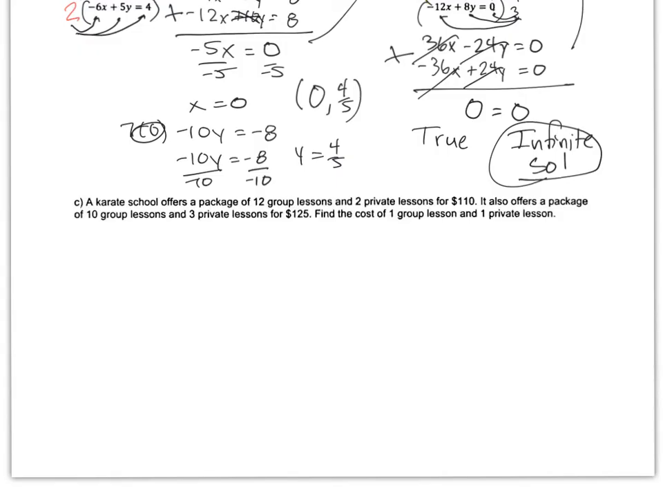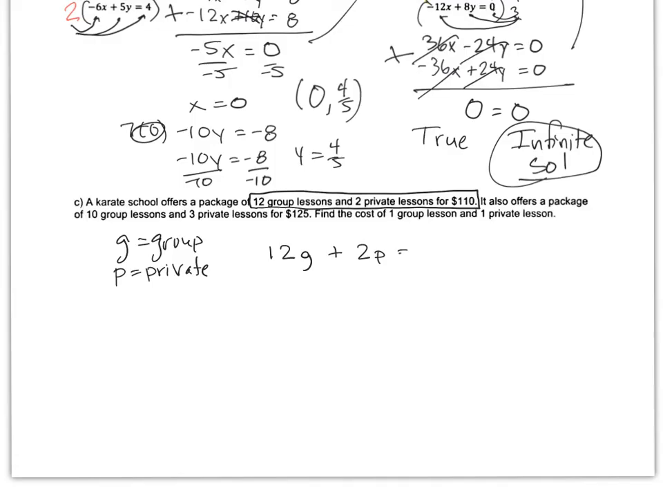So I'm going to set up my variables. I'm going to use, I don't know, G for group. I don't have to graph it, so I don't need X and Y. And I'm going to pick P for private. And then it works out pretty well. You just sort of read the sentence. So we have this sentence right here. And it says 12 group, so 12G and plus 2 privates, 2P equals 110.